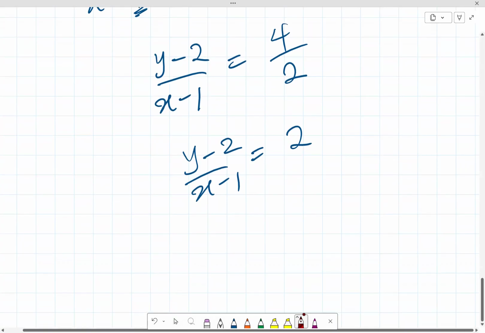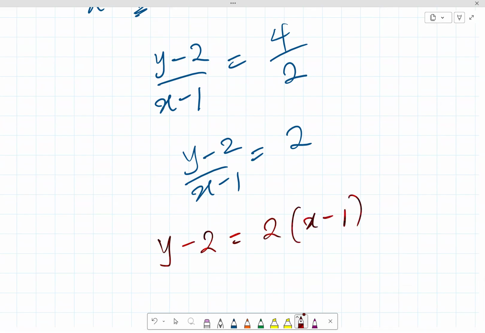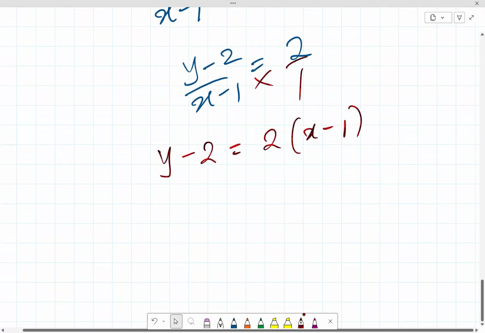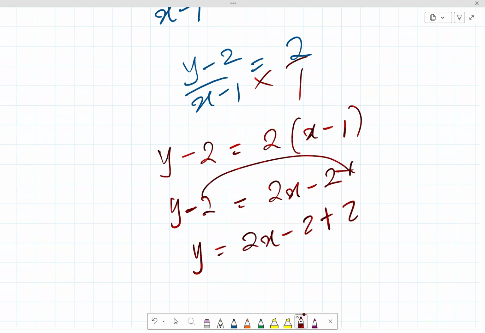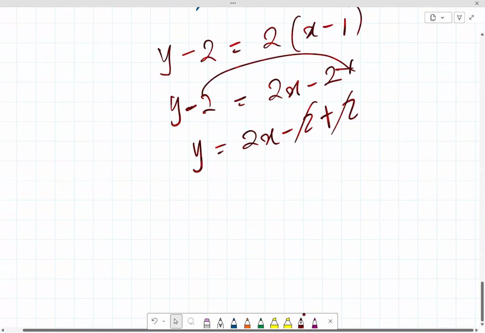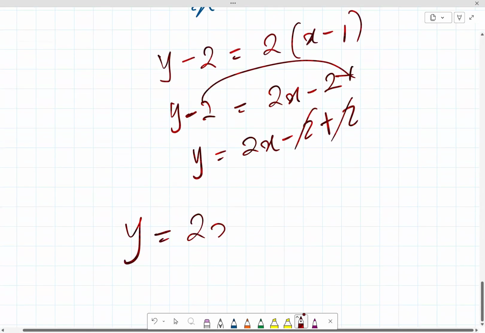With that, now we can tidy things up. So you have y minus 2 equals 2 into x minus 1. You can cross multiply, so 2 multiply x minus 1. So we have y minus 2 equals 2x minus 2. In that case, we have y equals 2x minus 2 plus 2. That's transferring this to here. So this cancels out, and finally, we have y equals 2x.